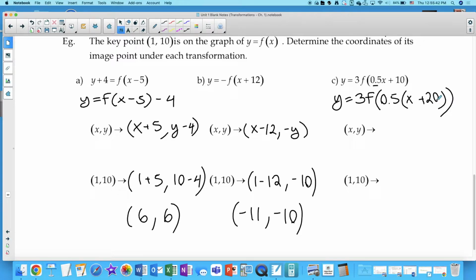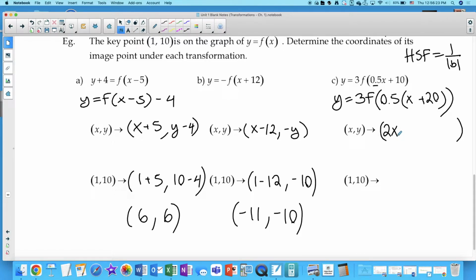Okay, so let's try and figure out horizontally what's happening first. Are there any horizontal stretches or reflections? Yep. Because this is 0.5, right? So how much is it? Now it's not negative, so there's no reflection. What is it being stretched by? 2. Yeah. So the stretch is 1 over the absolute value of b, right? So if b is 0.5, 1 over 0.5 is 2. So this is going to become 2x.